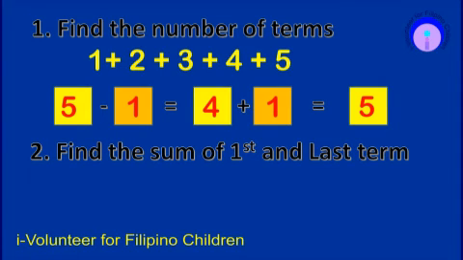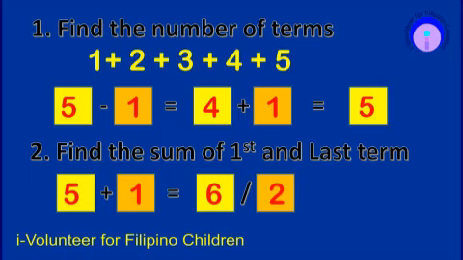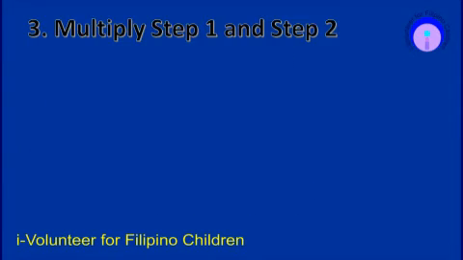Step number 2. Find the sum of the first and the last term. 5 plus 1 is equal to 6. The sum must be divided by 2. 6 divided by 2 is equal to 3.